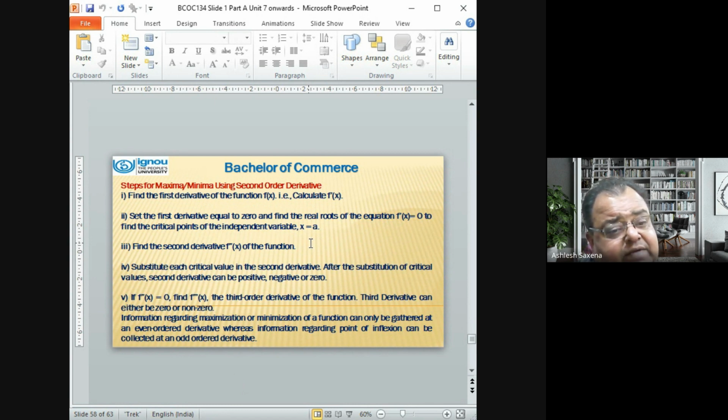And if the second derivative becomes 0, the third derivative can be either 0 or non-zero. The information regarding maximization or minimization of a function can only be gathered at an even ordered derivative, whereas information regarding points of inflection can be collected at an odd order derivative.